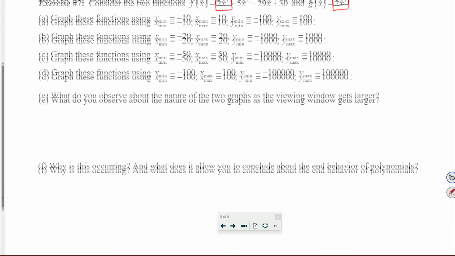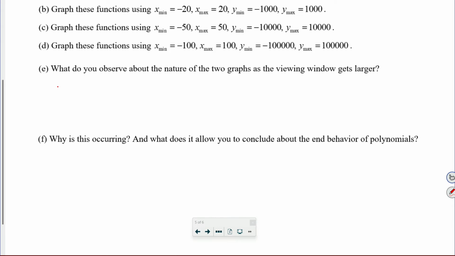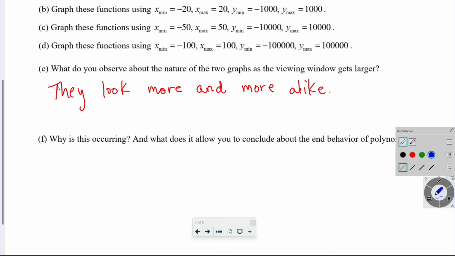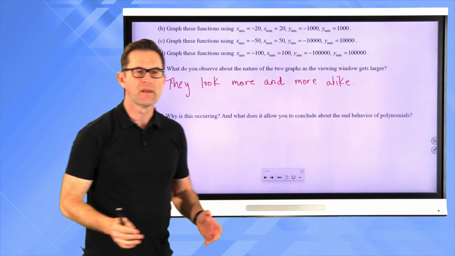Well, what I notice about the two graphs is that they look more, let's see if I can spell the word correctly, they look more and more alike. They simply look more and more alike, right?